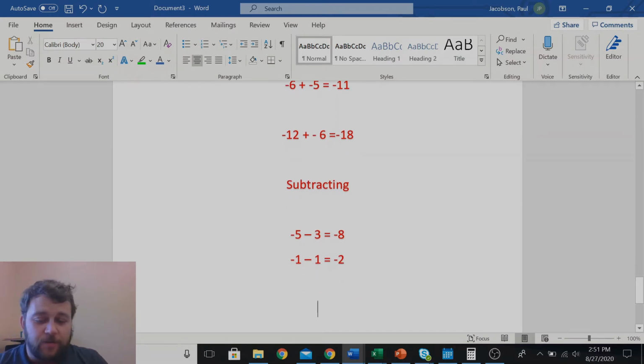I hope that helps. Let's mix things up a little bit. Let's look at a negative 5 minus, what if they're both negative numbers? What if you're subtracting a negative number? This is where things get tricky. They get a little bit weird.